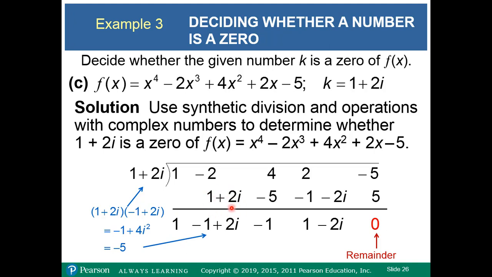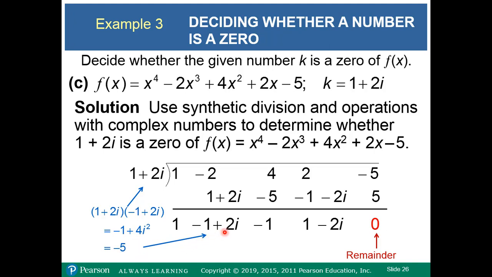We get 1 plus 2i. And now we're going to add down. Well, negative 2 plus 1 gives us a minus 1 plus 2i. And now here we're going to do 1 plus 2i times minus 1 plus 2i. And so this is going to be this work right here. So we're going to multiply these two together, and we get minus 1 plus 4i squared. Now remember, i squared is what? i squared is negative 1. Okay, so this is going to be negative 1 minus 4, which is minus 5.